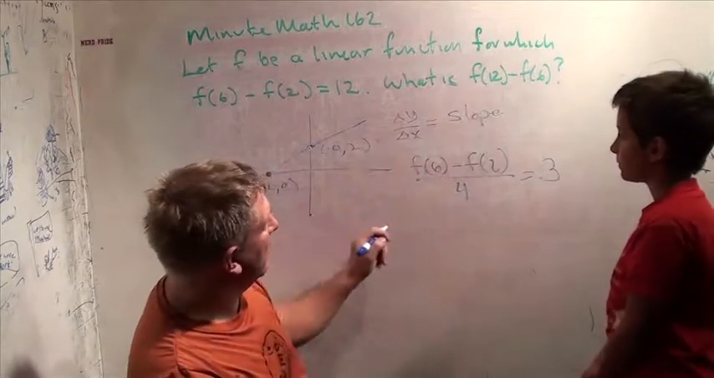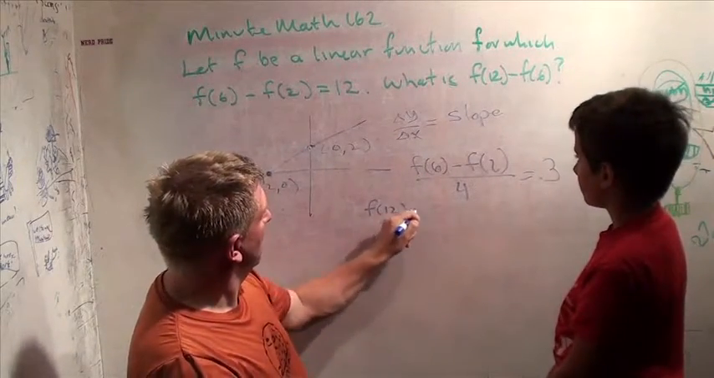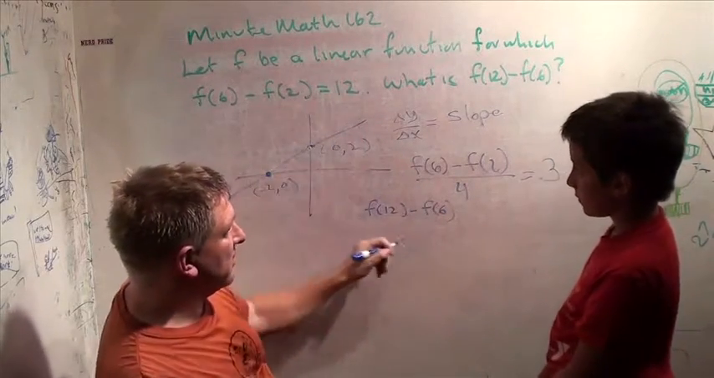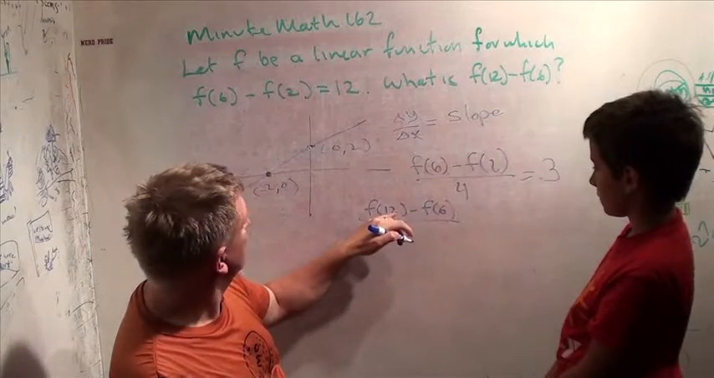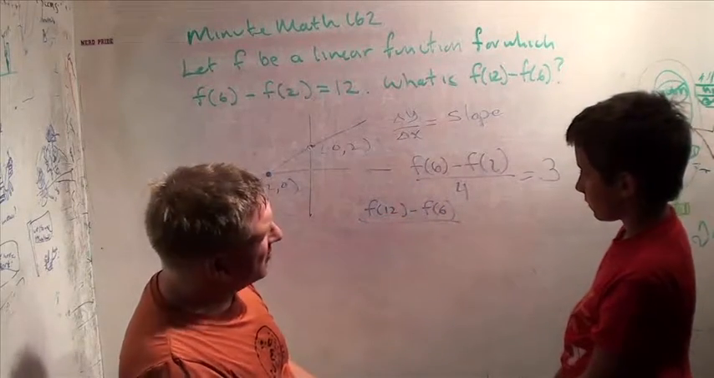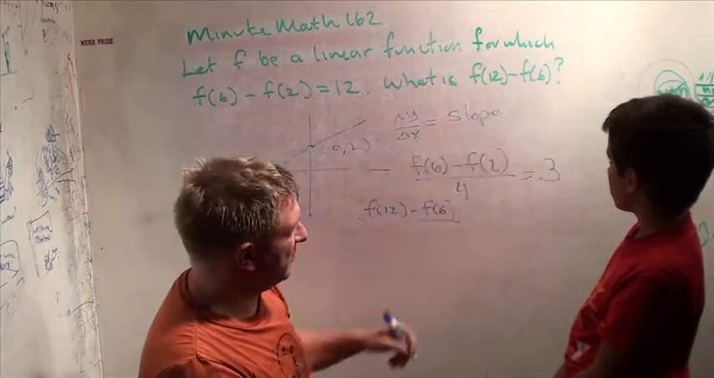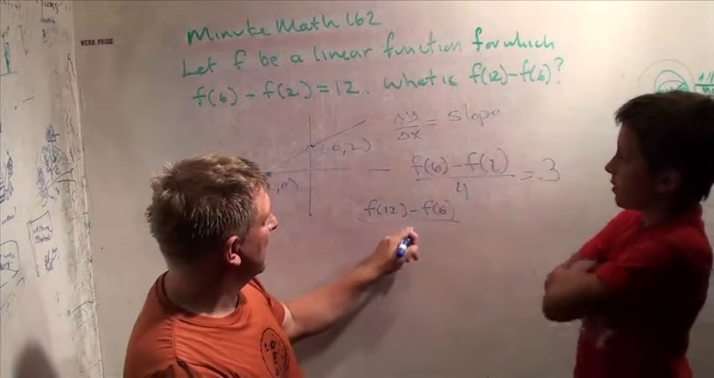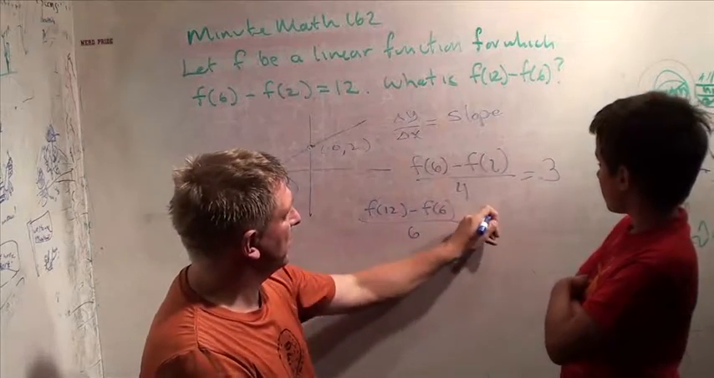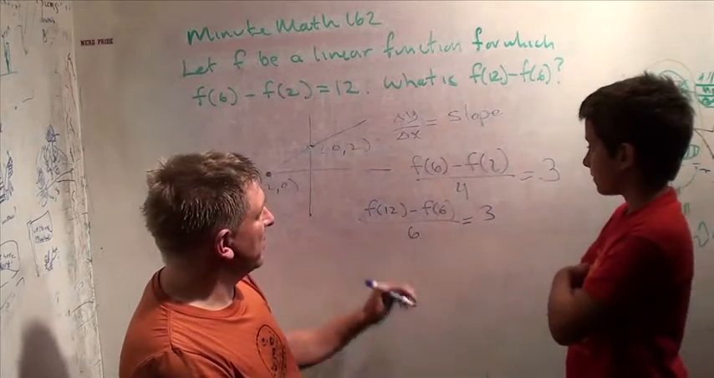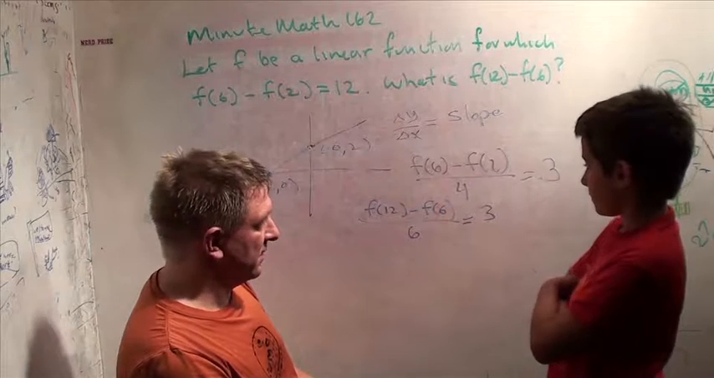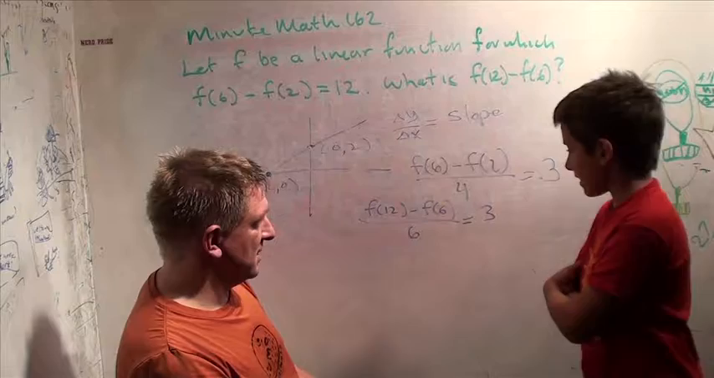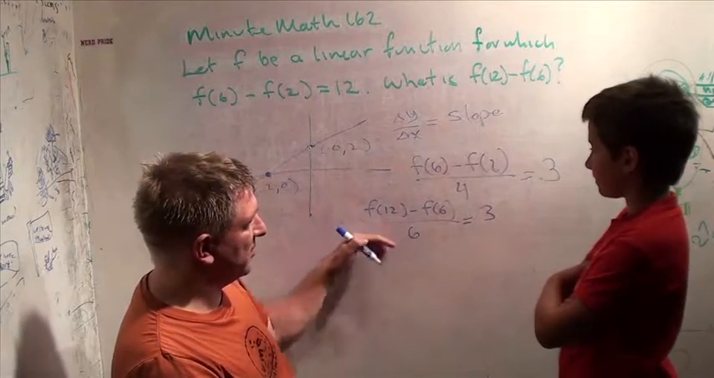Okay, now f of 12 minus f of 6: for a line, the slope's always the same. So I have to divide by 12 minus 6. I have a feeling the problem actually asks for f of 12 minus f of 2, but it doesn't matter, it's the same concept. Now I divide by 6, and this equals 3, because 3 is the slope. So what does f of 12 minus f of 6 equal? It needs to equal 18. I just multiply both sides by 6.